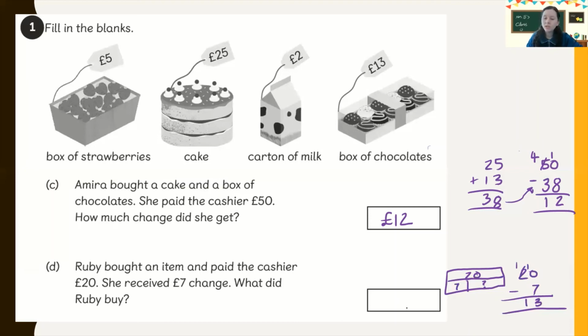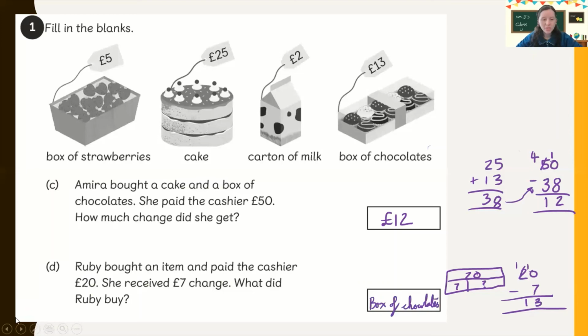Now we're not looking to put the number 13 in here. It's asking what did she buy? What cost £13 at the top? Of course it's a very long thing to fit in this tiny box. Box of chocolates. I'm quite impressed with how I fit that in. I bet you did it neater than me because you have more space. Well done if you managed to do that.